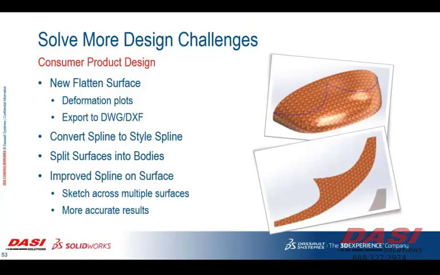So for consumer product design, there's some new capabilities that have to do with surfaces, both improvements to sketching splines on those surfaces, as well as something that we have called a flat surface. Flat surface I'll describe as I do it, but it has to do a lot with a basic interrogation of what a flat version of this 3D body would be. So let's go ahead and jump into those.